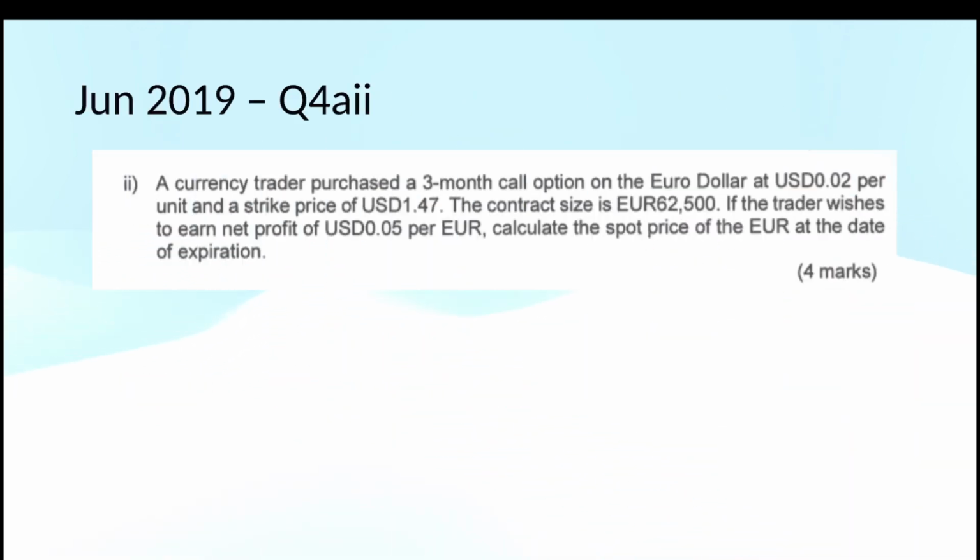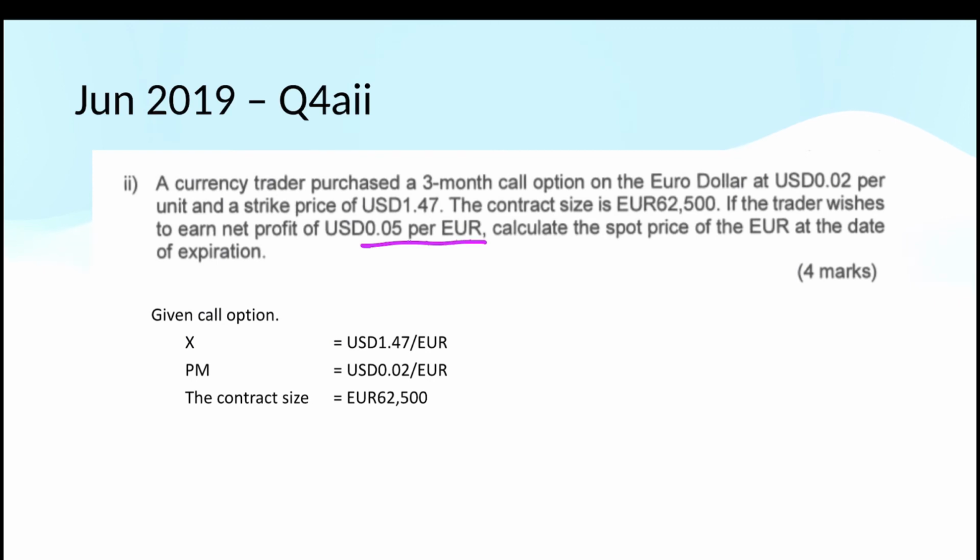Let's discuss the question for June 2019. A currency trader purchased a 3-month call option on the euro dollar at USD 0.02 per unit and a strike price of USD 1.47. The contract size is euro 62,500. If the trader wishes to earn a net profit of 0.05 per euro, calculate the spot price of the euro at the date of expiration. The marks given is 4 marks.